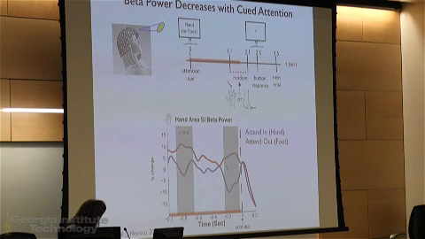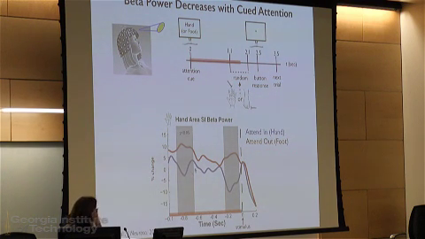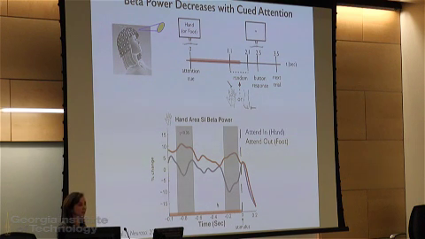And we found, again, that it has a strong impact on beta power. So here I'm showing you the signal from the hand area of S1. When the subjects are cued to attend to their hand, the power of these rhythms decreases, suggesting these rhythms get out of the way for optimal information processing.